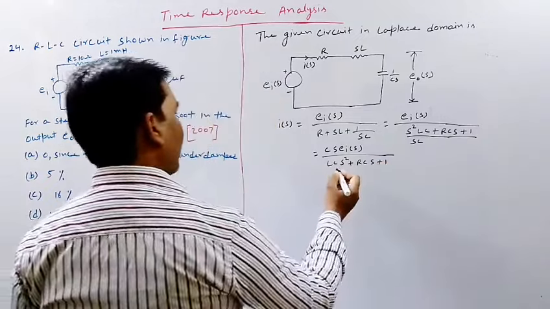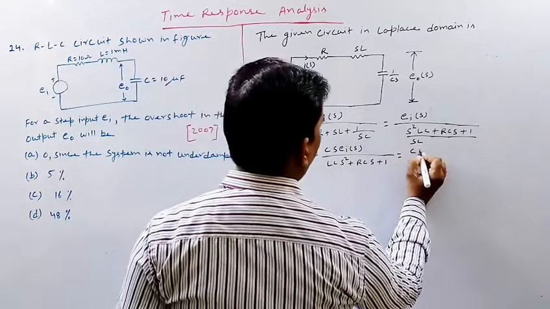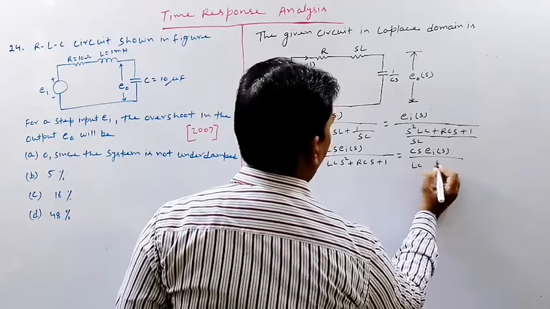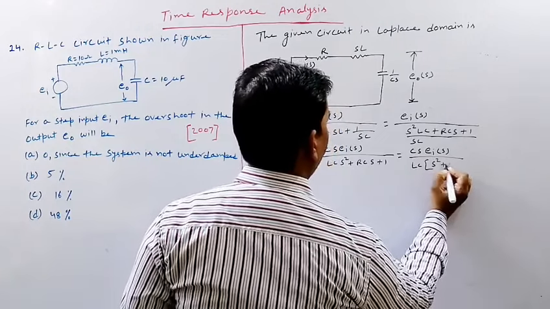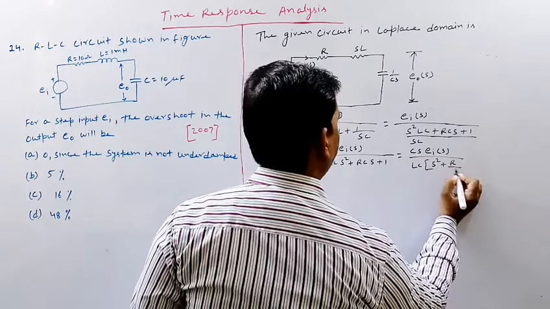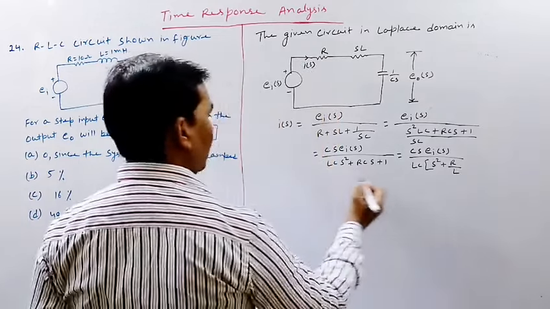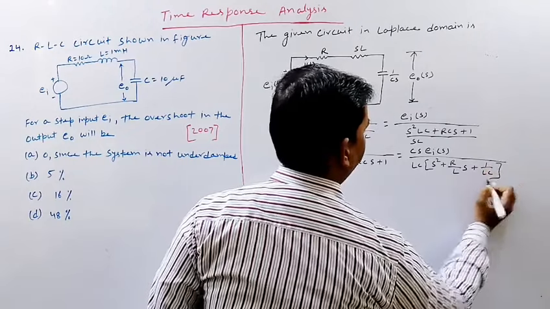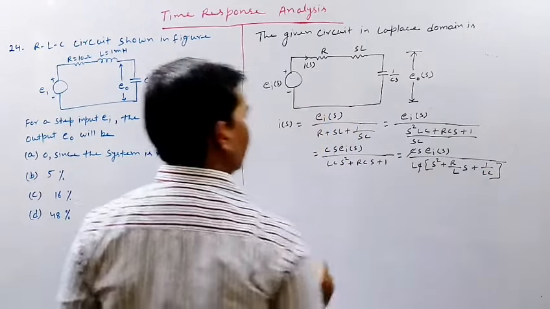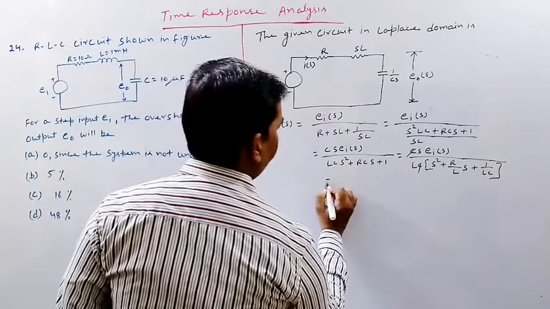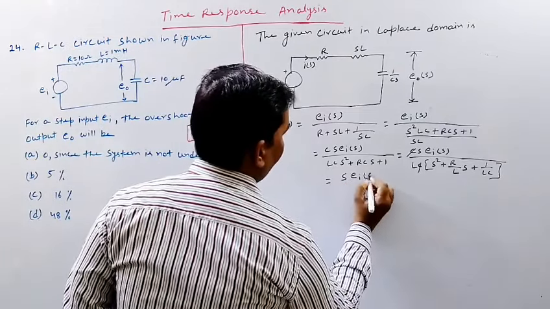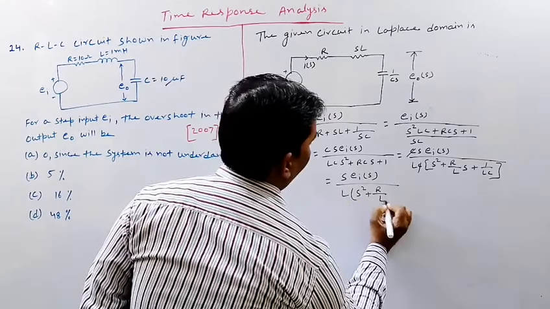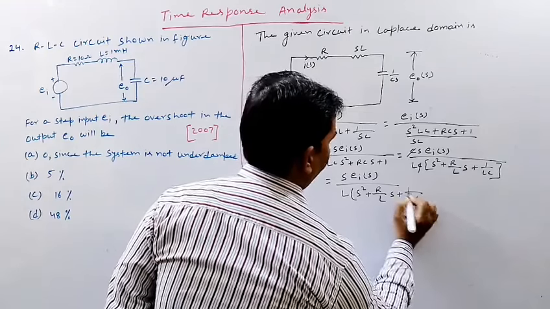If we take LC as common, then it will be LC, and here it will be S square plus R by L S, because C will cancel out, plus 1 by LC. Now this C will cancel out, so we are left with S EIS divided by L S square plus R by L S plus 1 by LC.